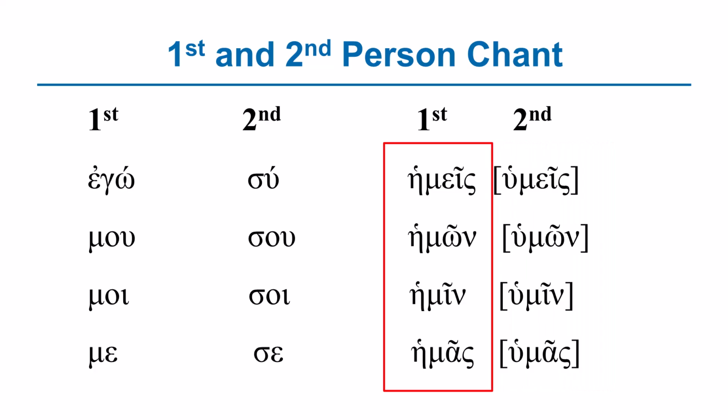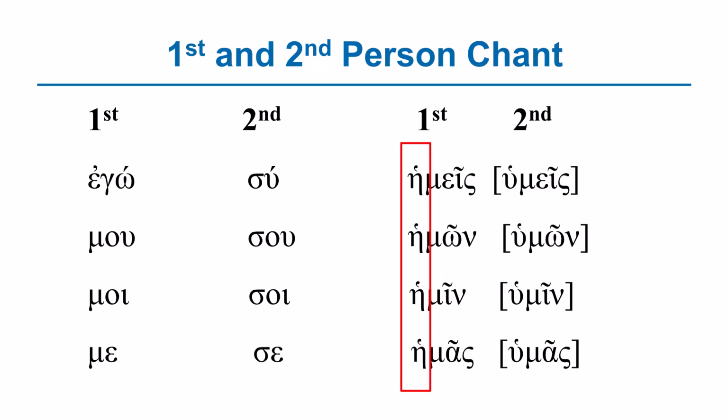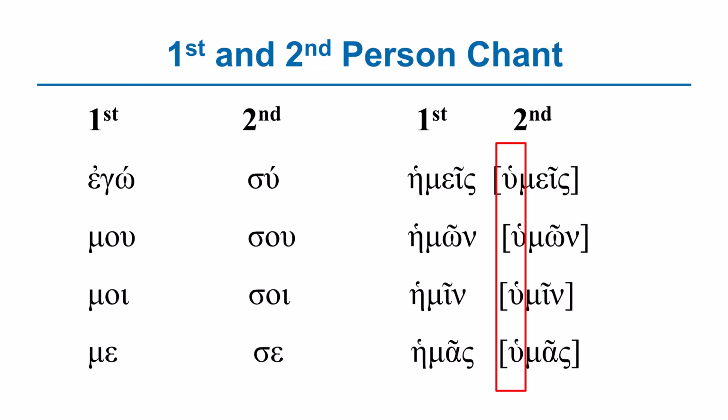Because for the first person, you have hemes, hemon, hemin, hemas. For the second person, you have humes, humon, humin, humas. You can see that the difference between the first and second personal pronoun in the plural is that the first person uses eta and the second person uses upsilon. So to get the second person, change the eta into upsilon.